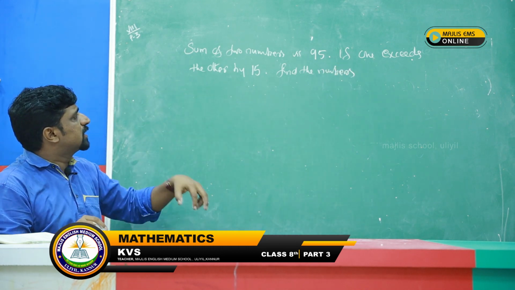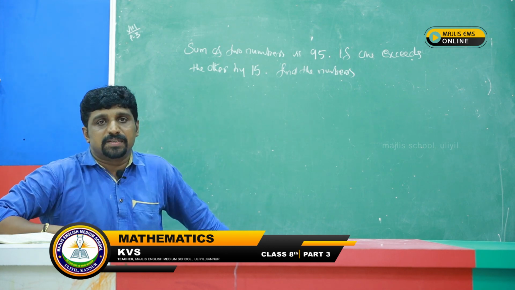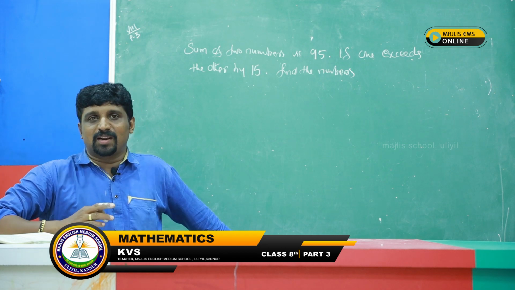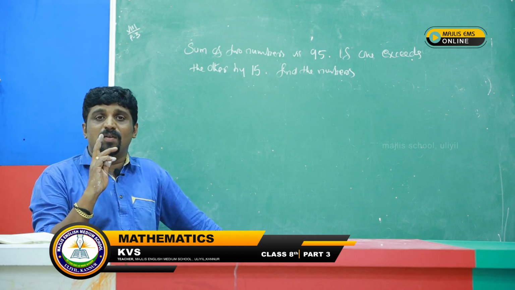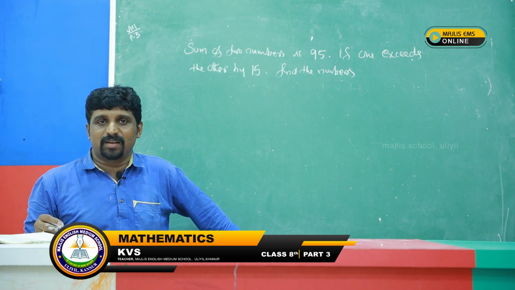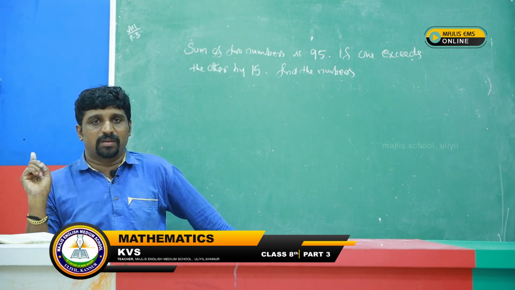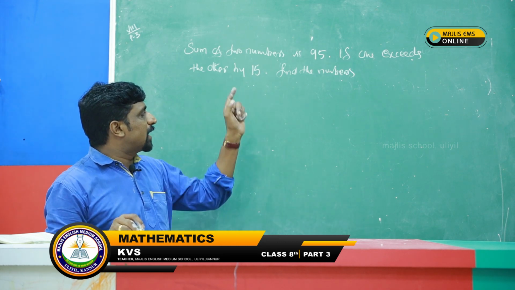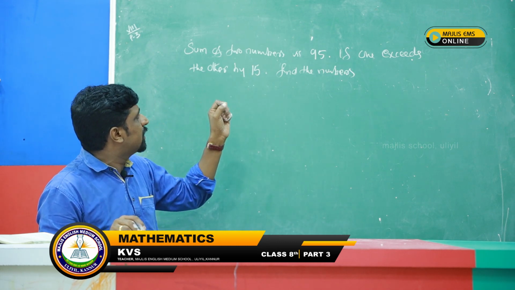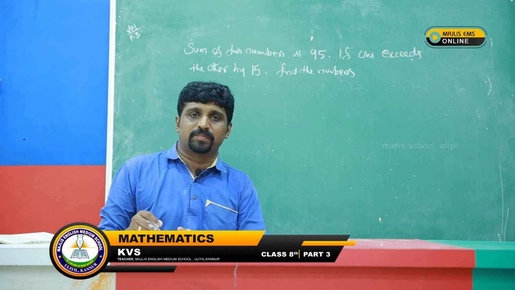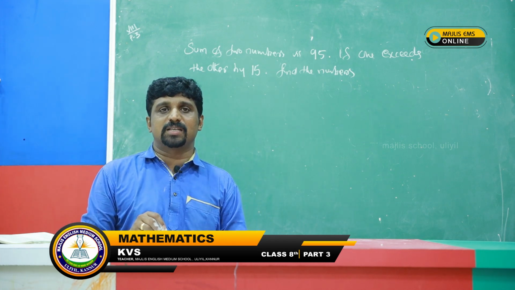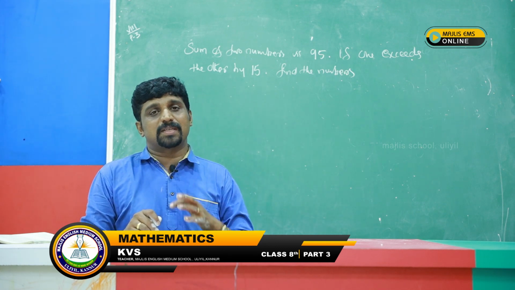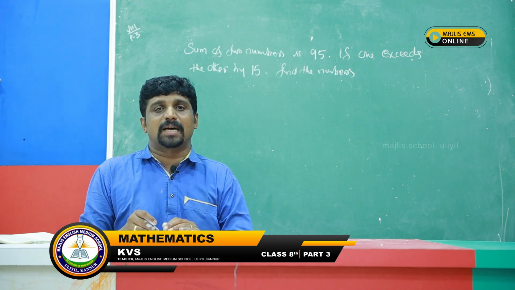Here it is given that the sum of two numbers is 95. When we consider two numbers, don't take first number x and second number y, because it is a single variable problem, so you need to take only one variable, not x and y. The second condition is: if one exceeds the other by 15. That means one of the numbers is 15 more than the other number. Exceeds means more than.